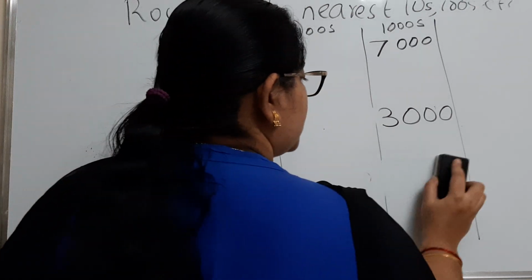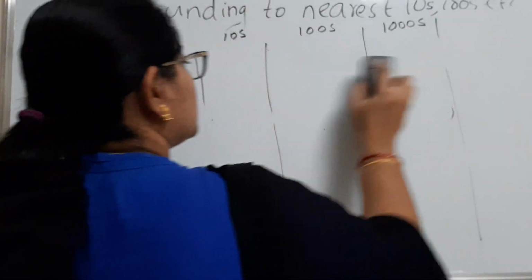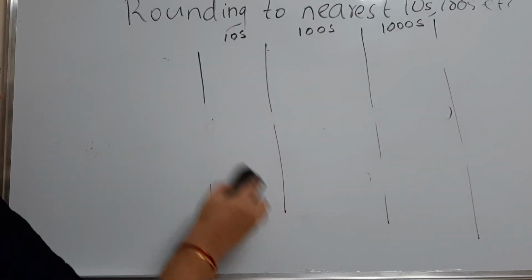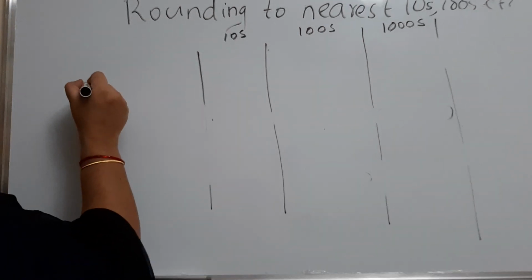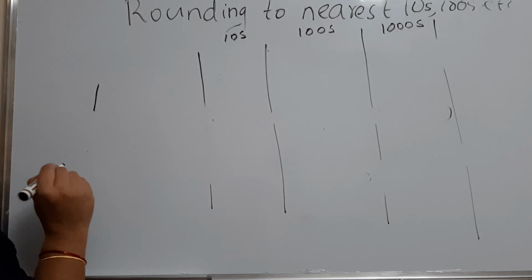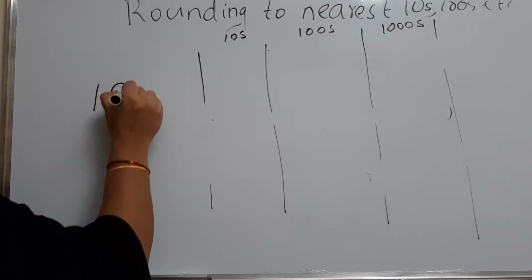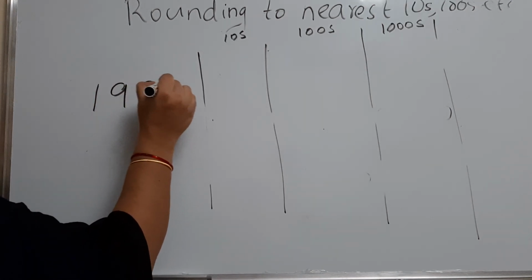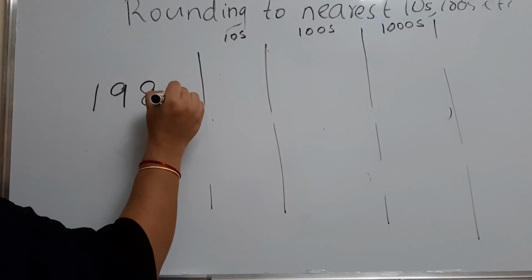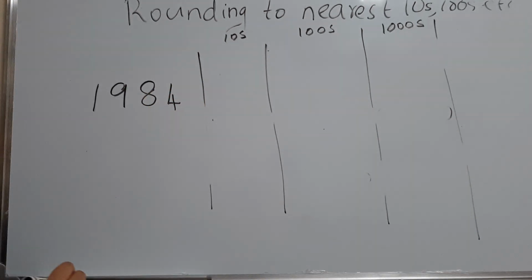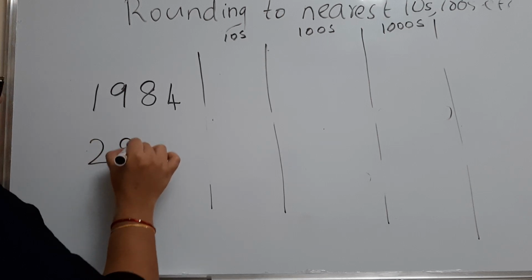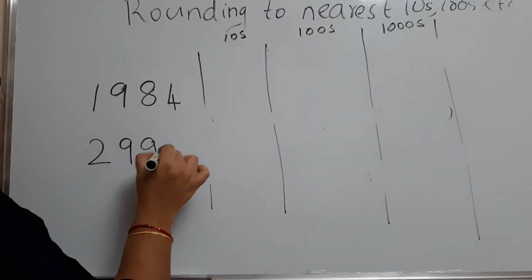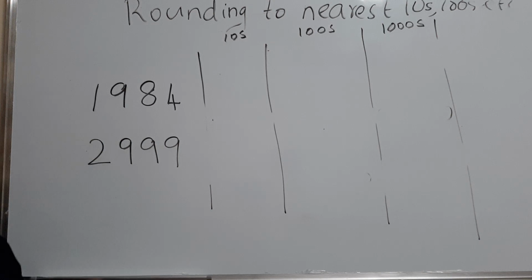I hope you understand. Okay, so practice it like this, then you will understand it clearly. I am going to take a number now, 1984, then 2999. Okay, these two numbers, how will we solve?